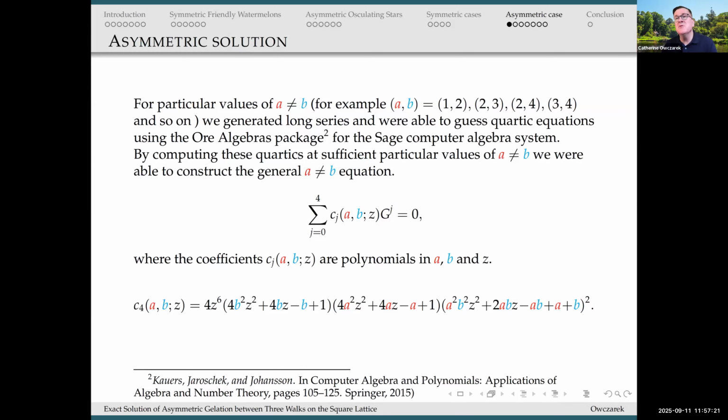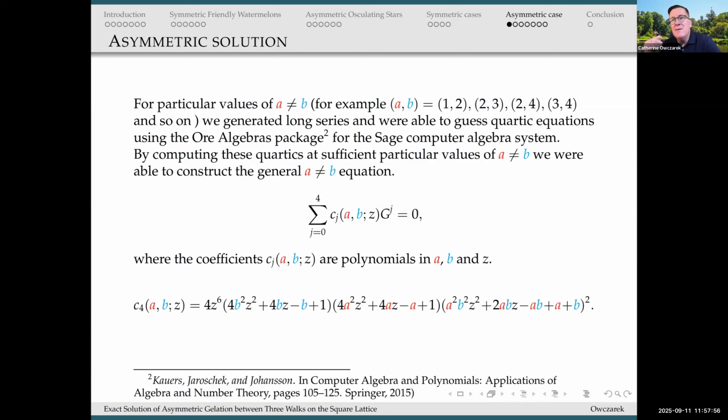And we generated very long series. You can get very long series because you've got the functional equation, not because you're doing some numerical work, you're actually looking at configurations. And there's this lovely package in the Sage computer system, which allows you to guess solutions if you have a very long series. And you can find that for each of A and B, you get a quartic.